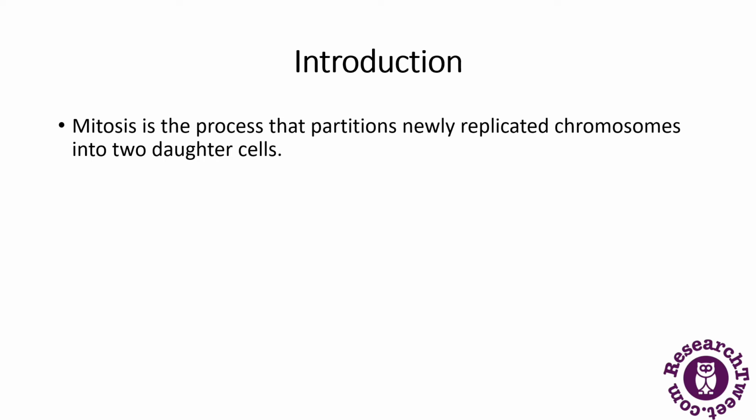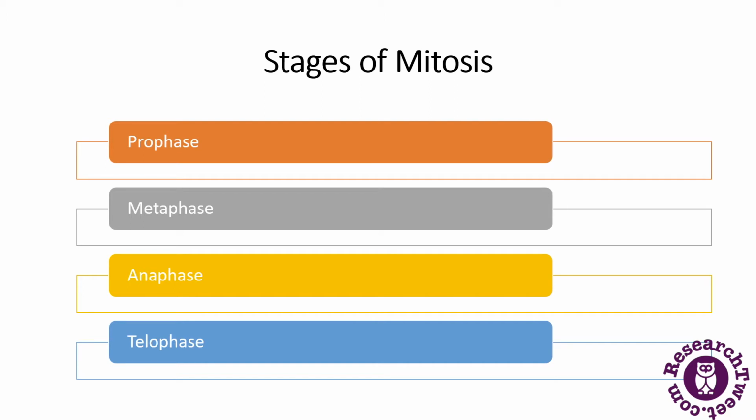So what is mitosis? Mitosis is the process that partitions the newly replicated chromosomes into two daughter cells. Anaphase is one of the stages of mitosis. So what are the stages of mitosis? There is prophase, metaphase, then anaphase, and after that telophase. In this video our main focus is on anaphase.